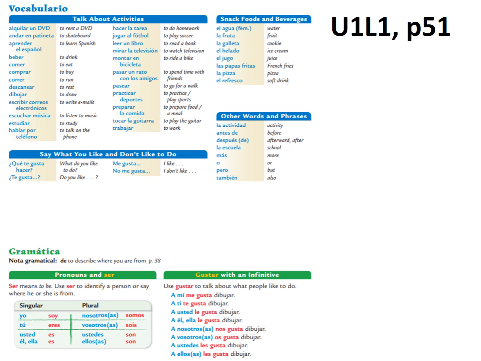Say what you like and don't like to do. ¿Qué te gusta hacer? What do you like to do? ¿Te gusta? Do you like? Me gusta, I like. No me gusta, I don't like.